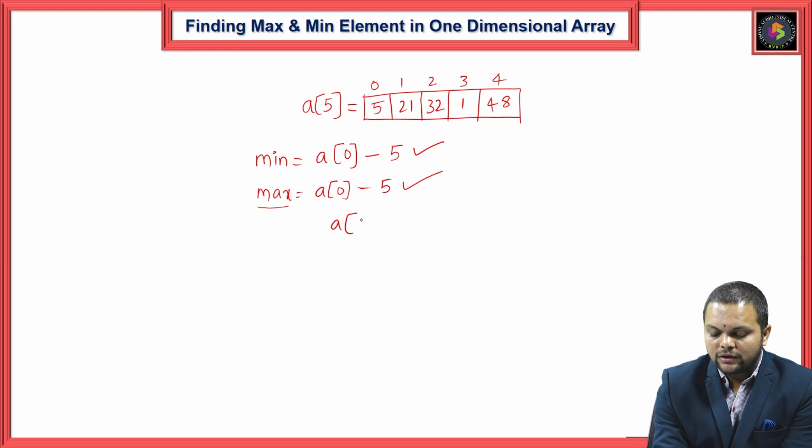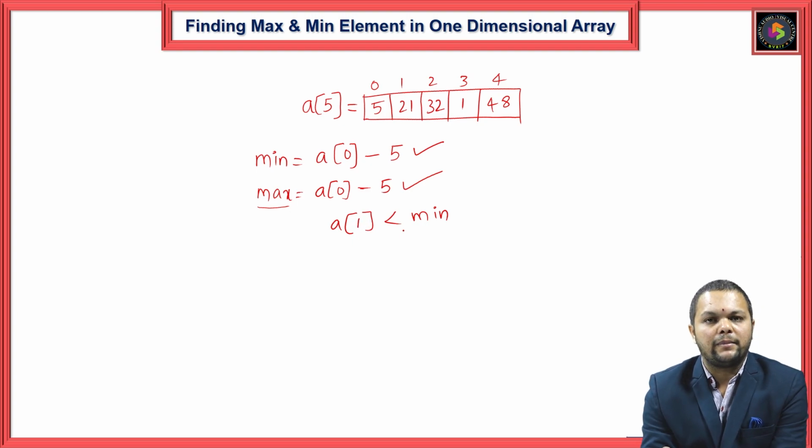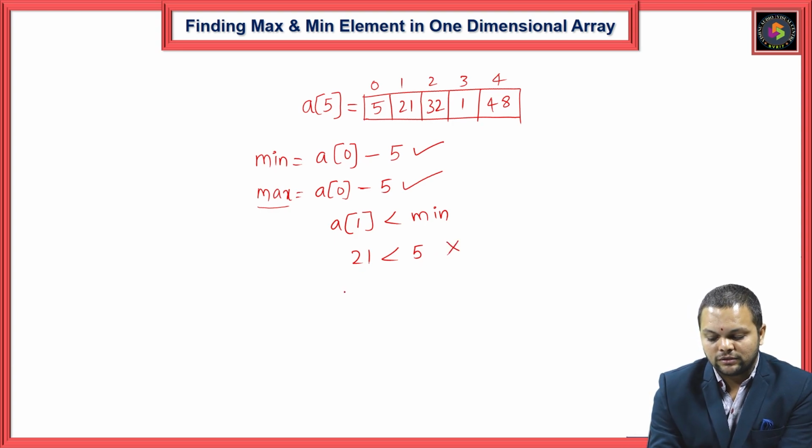I'll say a of 0 is less than min. Already 0 is completed. We'll go with the first one, a of 1. A of 1 is less than min. What is the value of a of 1? A of 1 is nothing but 21. 21 is less than min, 5. So 21 is less than 5, the condition has failed. We'll go to the next iteration.